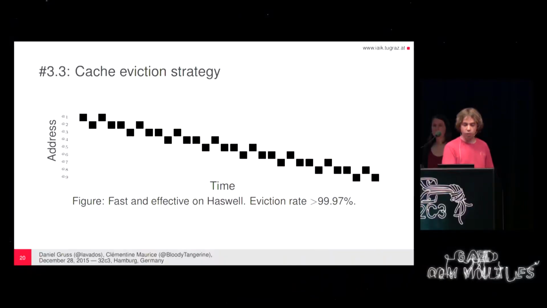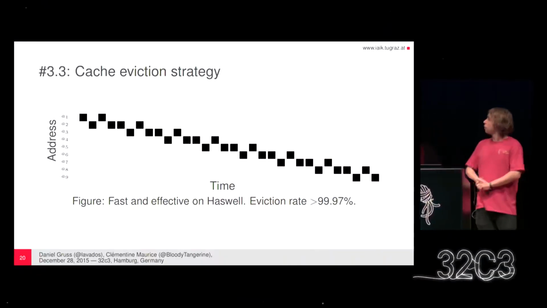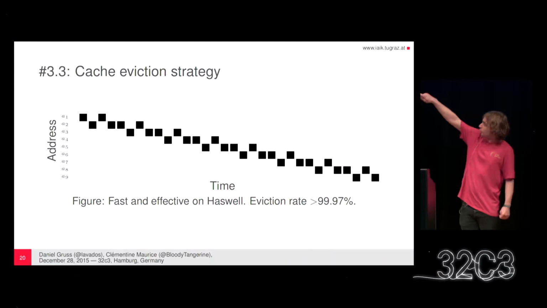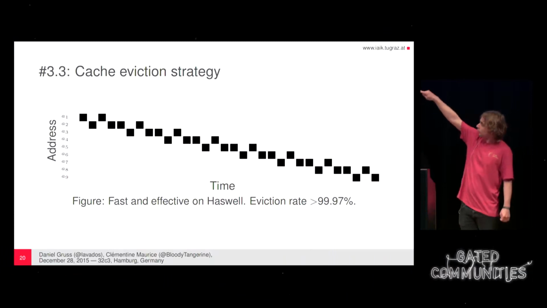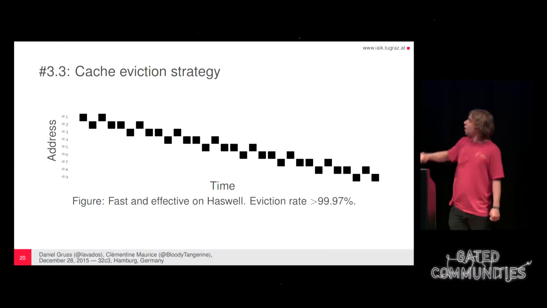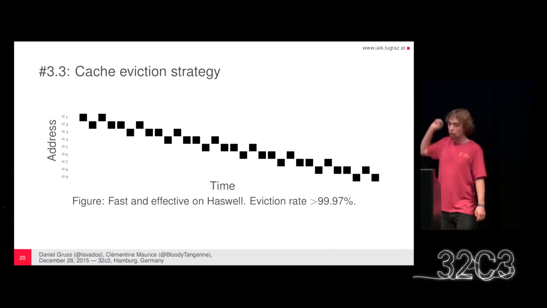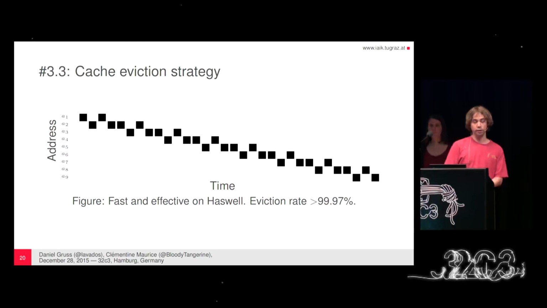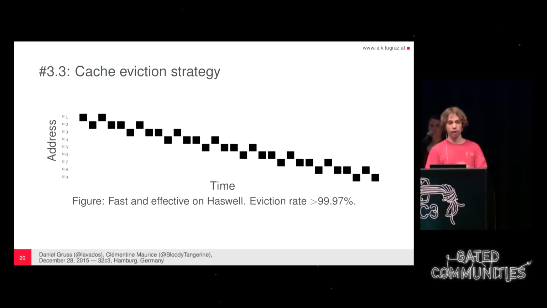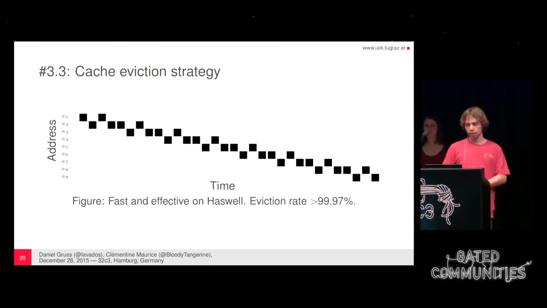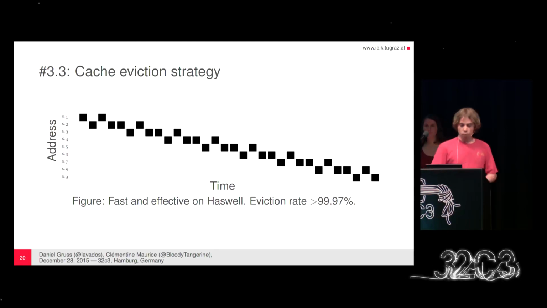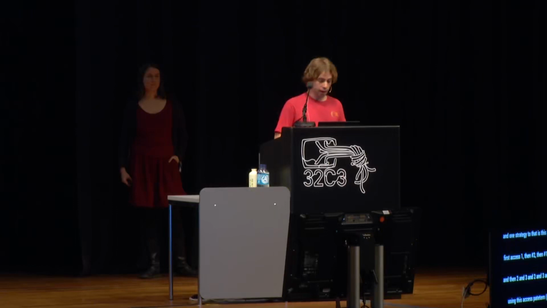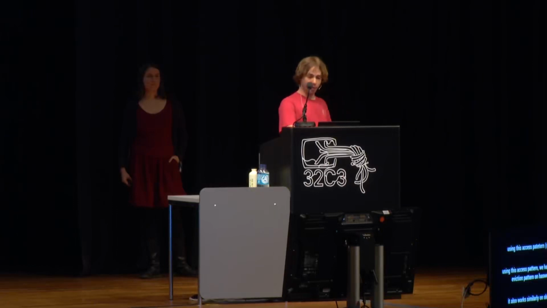And one strategy to do that is this pattern. You can see first we access address 1, then we access address 2, then we access address 1 again, then 2, and then 2 and 3, and 2 and 3, and so on. Using this access pattern, we have a fast and effective eviction on Haswell CPUs and also on Ivy Bridge, and it also works similarly on Skylake. With this eviction strategy, we can achieve an eviction rate of more than 99.97%. And this is enough for row hammering.